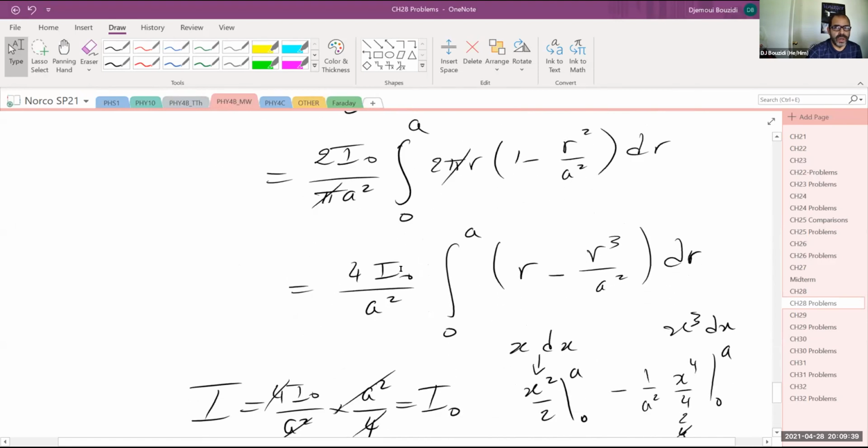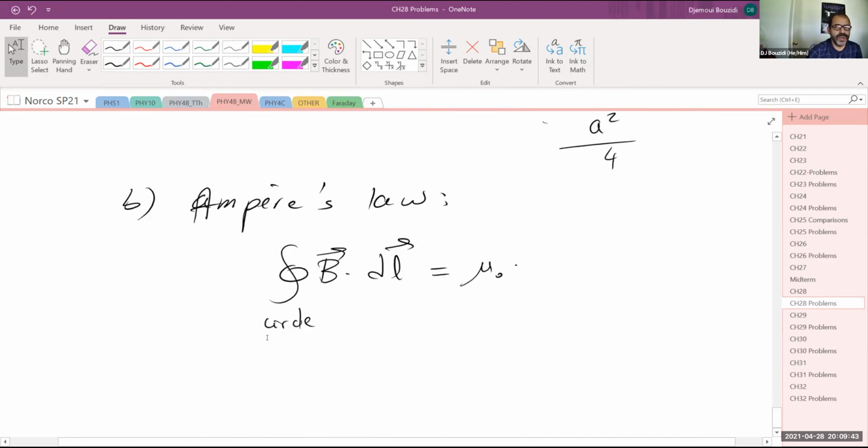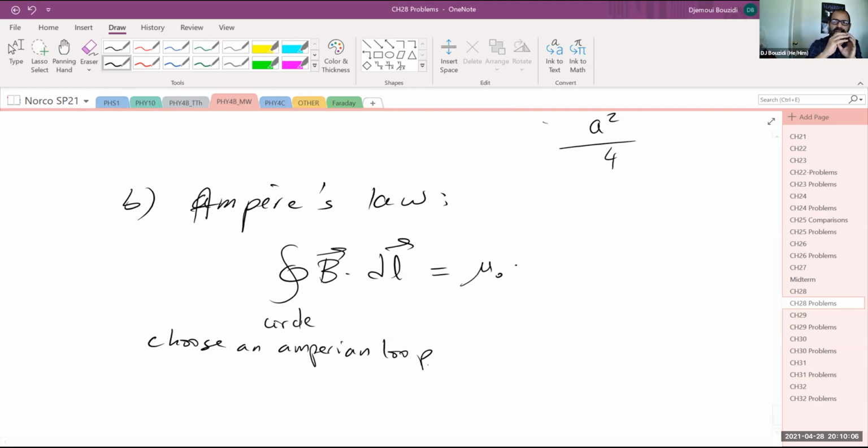So when you do Ampere's law, you have to choose an Amperian loop. So I chose a circle. So the first step is in here, choose an Amperian loop. And like what we did in Gauss's law, where we had to choose a Gaussian surface, here you choose an Amperian loop of your own choosing, depending on the symmetry of the problem. Because the problem has this cylindrical symmetry, I choose a circle.